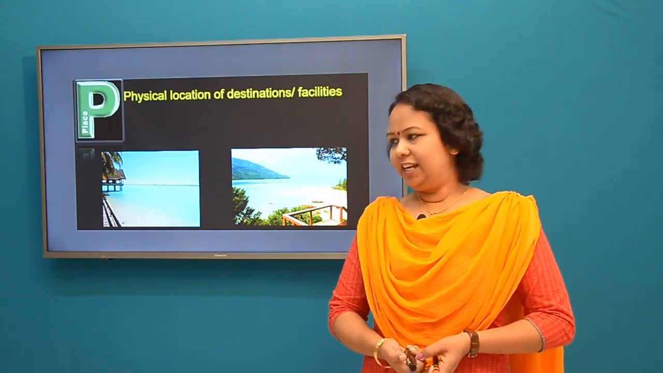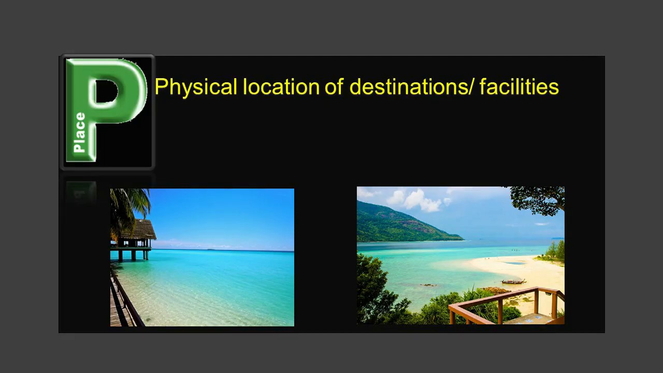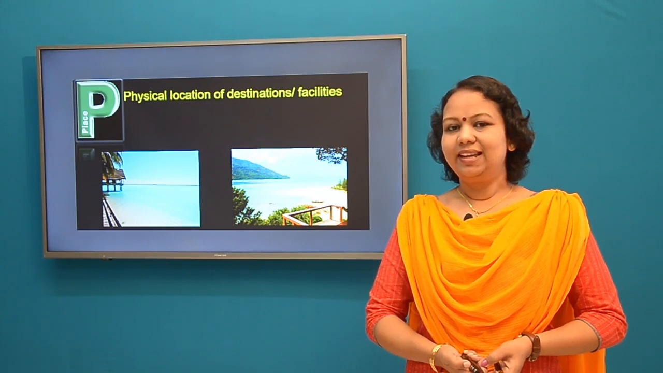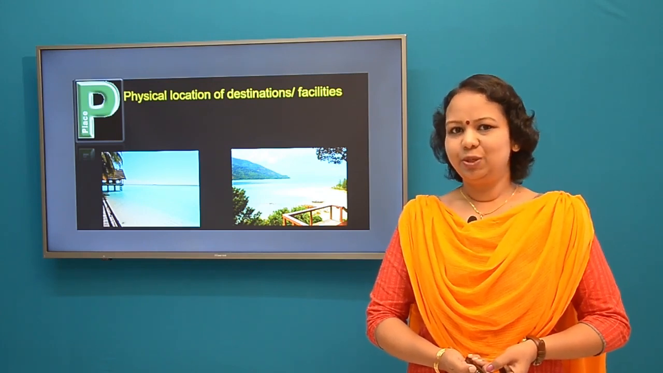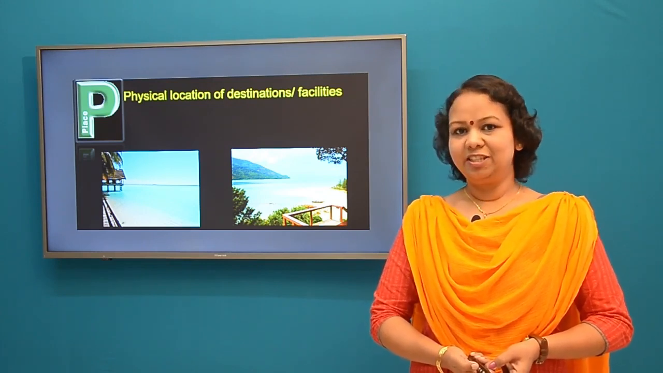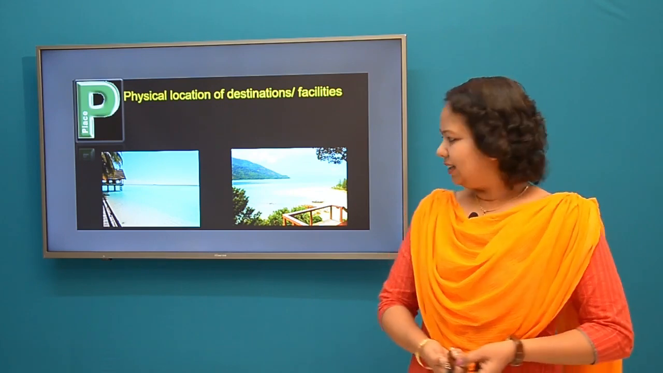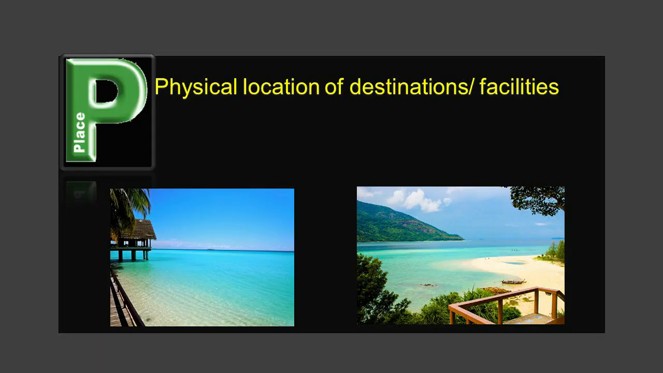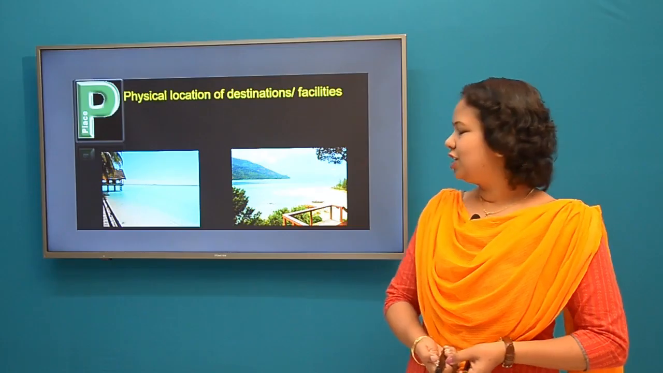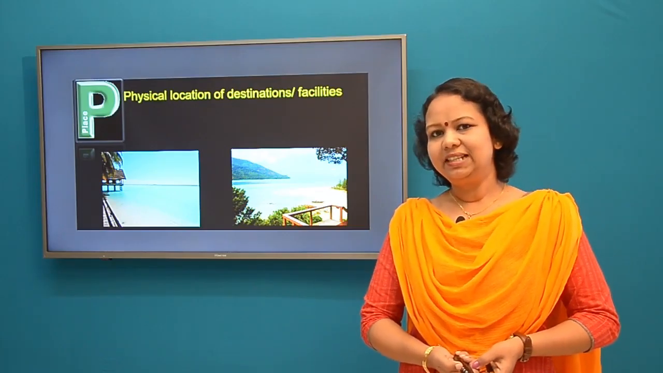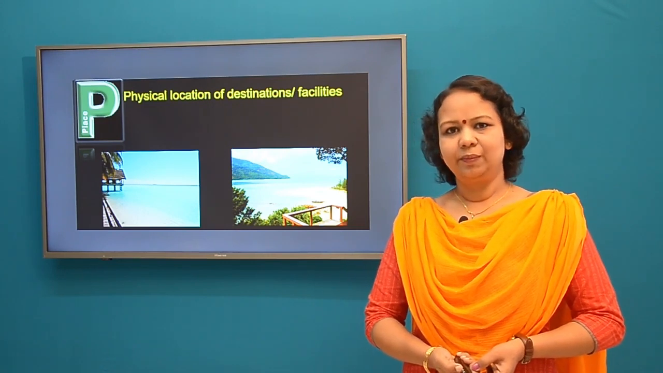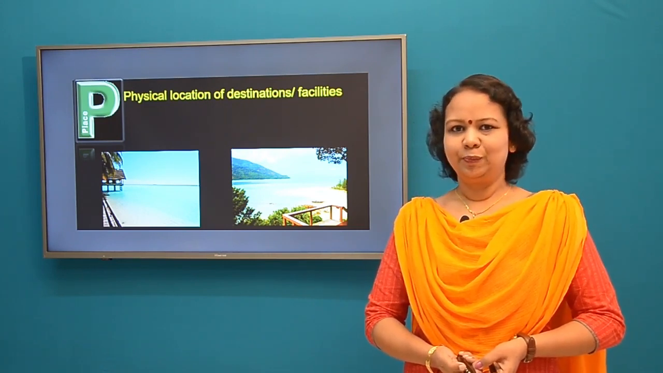Physical location of a destination. The first picture you see is Maldives. We know Maldives is in Asia. It is near the Indian Ocean. So, that is the physical location of Maldives. The second picture is a resort which is near a hill station. So, the physical location of that particular facility is near a hill station. Hope it is clear now.